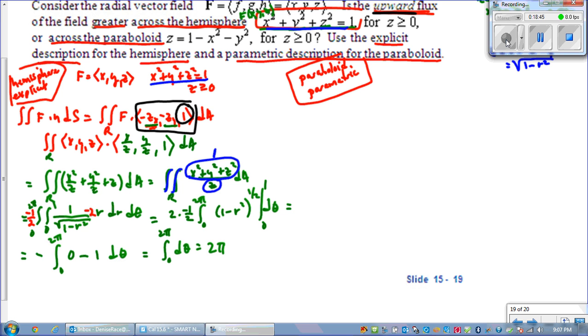Okay, now let's go and look at a parametric description for a paraboloid.